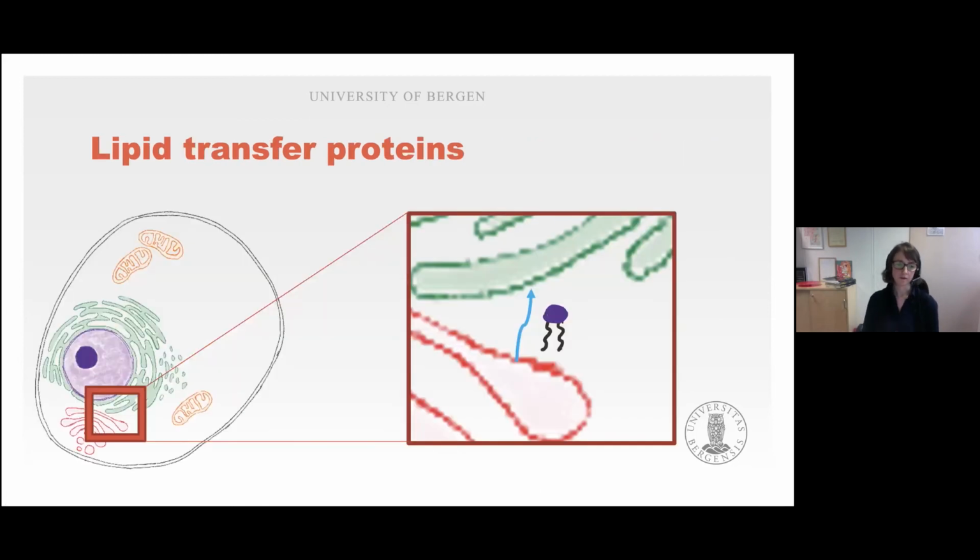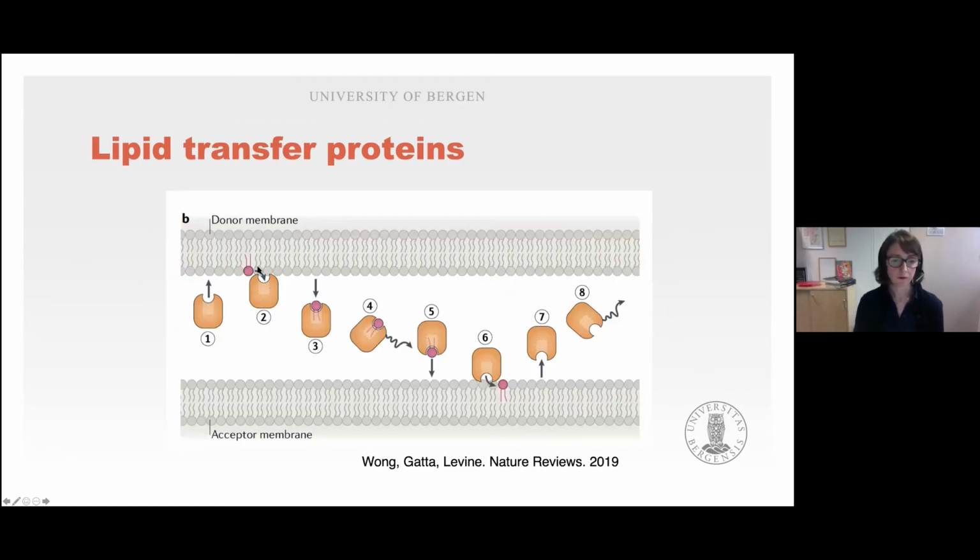Another example now. The system I just showed you was one of the smallest proteins we're looking at. I want to tell you a little bit about lipid transfer proteins. These are proteins that transfer lipids from one membrane to another one, like here. The use of the protein is that it's going to shield the hydrophobic tails and therefore facilitate the transfer from one membrane to the next.